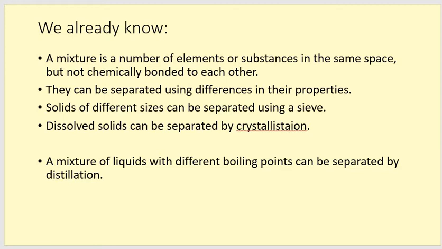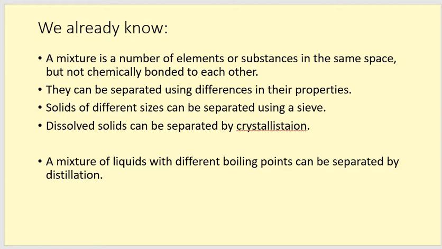A mixture is a number of elements or substances that are in the same space, but they are not chemically bonded to each other. This is all revision here. You should already know this. If you don't, make sure you make notes of things that aren't familiar. Things in a mixture can be separated using differences in their properties. Solids of different sizes can be separated using a sieve. You will have done that if you've had rocks and sand, for example.